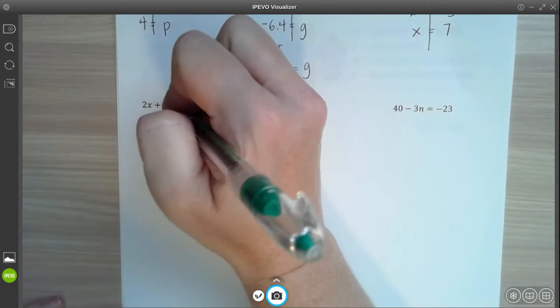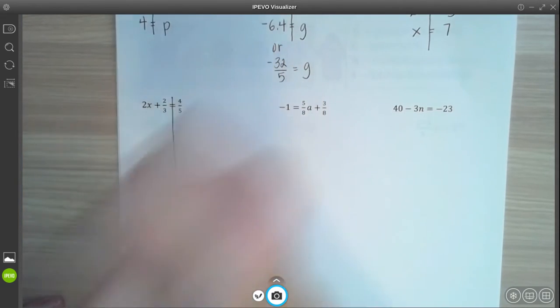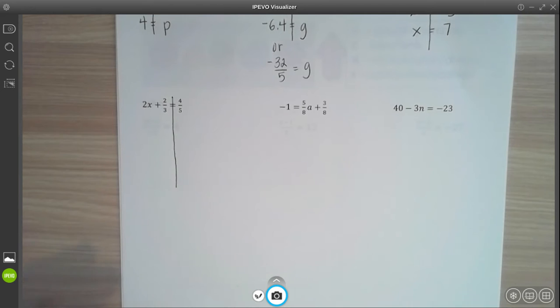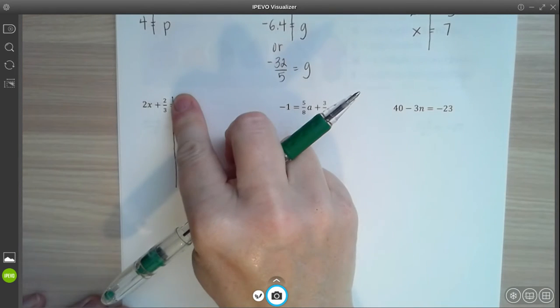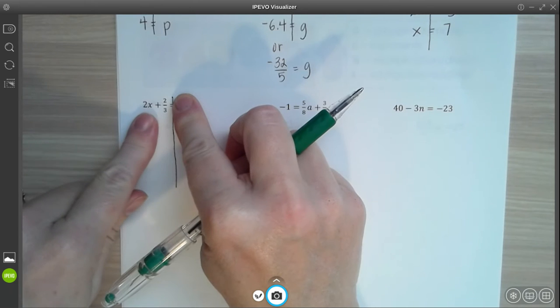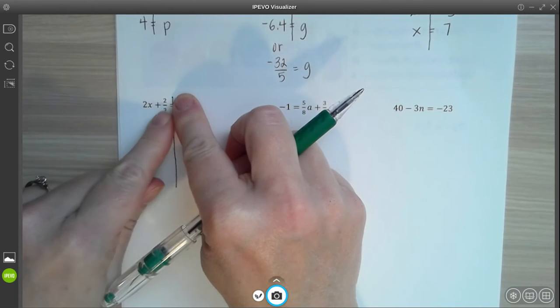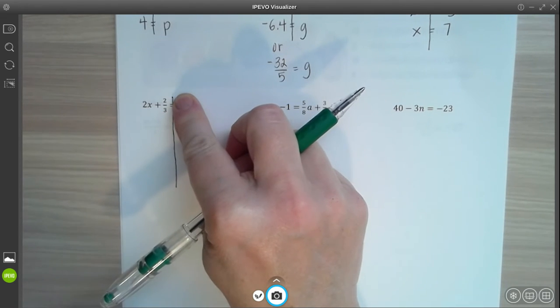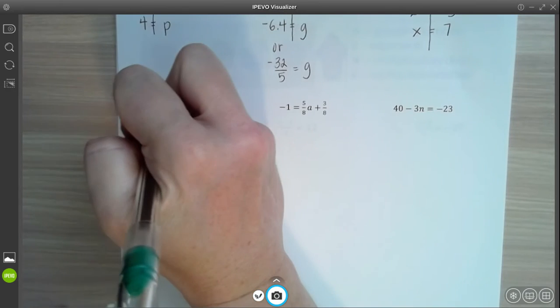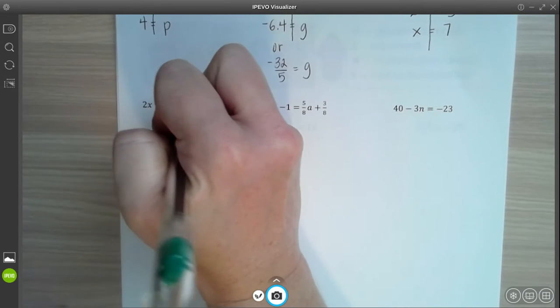Okay, so here's one that normally would probably stop you in your tracks since you see fractions, but with Desmos, it shouldn't be that big of a deal. Okay, so here we go. Again, variables on the left, we have 2 times x and we have plus 2/3. We always start with the addition or subtraction. So the opposite of adding 2/3, we're going to subtract 2/3 on both sides.